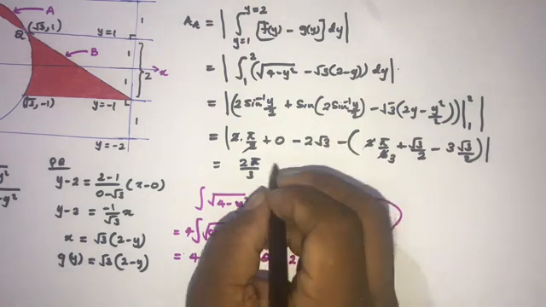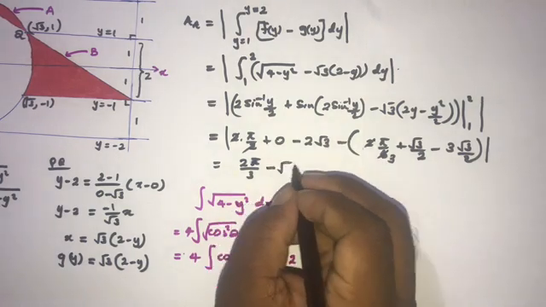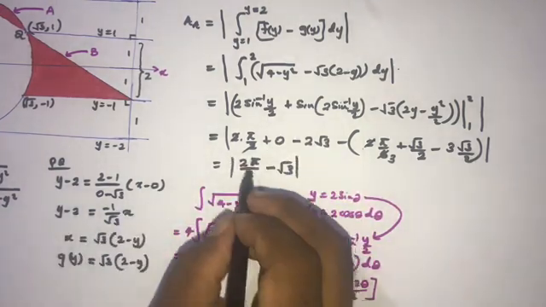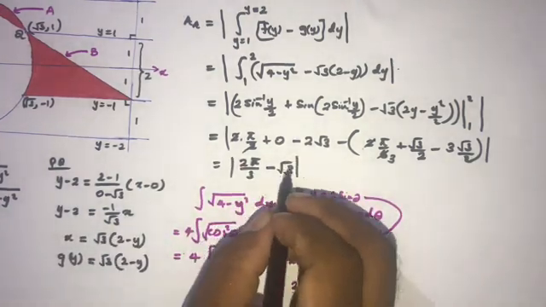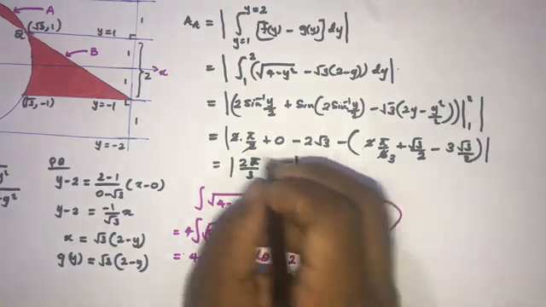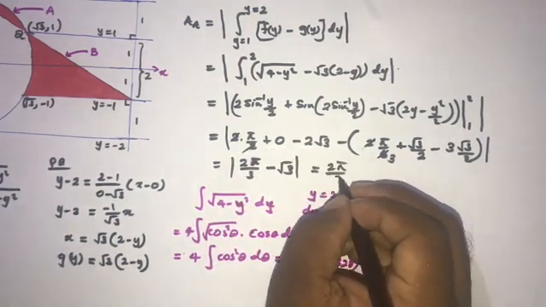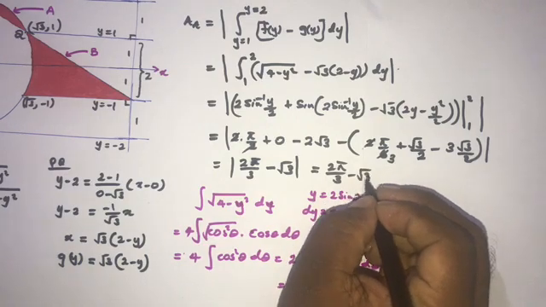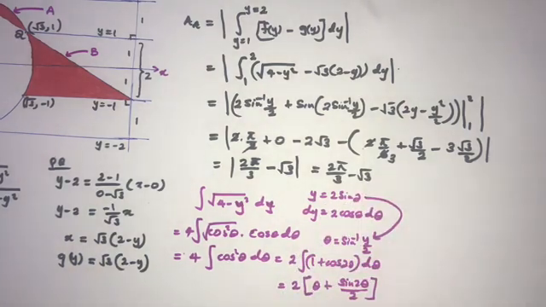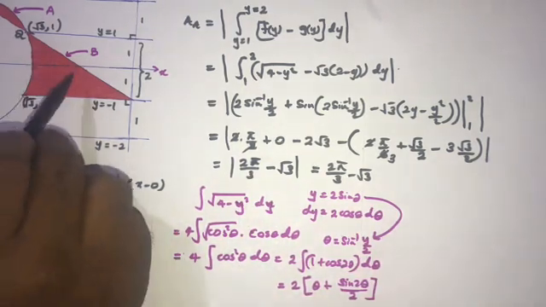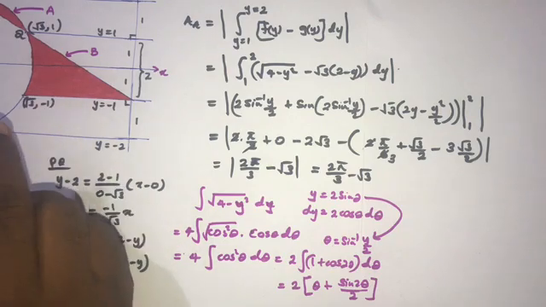So yeah, if we simplify, this is equal to minus square root of 3, and we know 2 pi over 3 is greater than the square root of 3. So area of A is equal to 2 pi over 3 minus the square root of 3. Okay, then we should find this area, area of B.